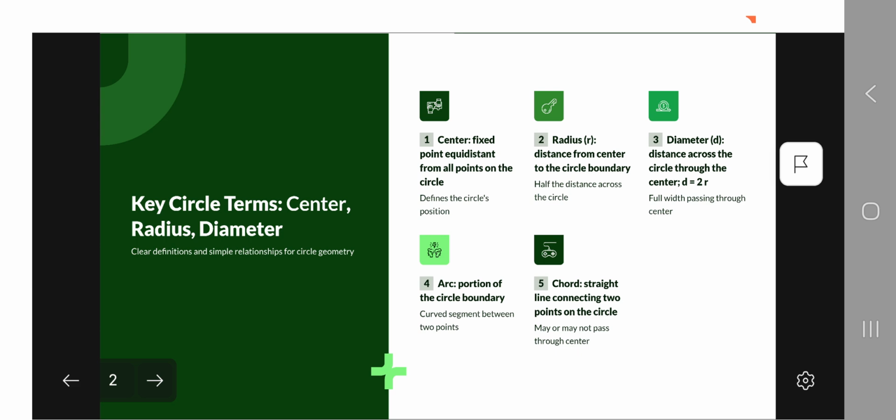A second term is radius, which is labeled R. It's the distance from center to the circle boundary. It's half the distance across the circle. A third term is diameter, labeled D. The diameter is the distance across the circle through the center, and the diameter is equal to 2 times the radius. It's the full width passing through center.